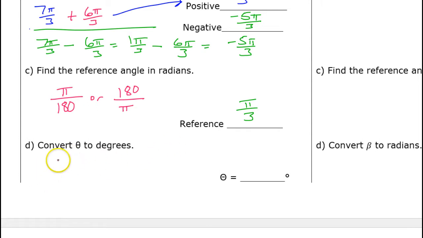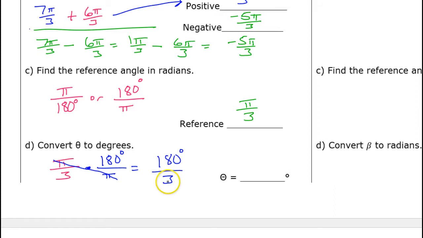So right now we have pi over 3, and we want to end up with degrees. The way I think of it is, if we want degrees, we need to cancel out the pi. So we need to pick the version of this fraction that is going to cancel out this pi. We really want pi to be in the denominator so that these will cancel out. So I'm going to use this second version, 180 degrees over pi. That way the pi's will cancel each other out, and that just leaves 180 degrees divided by 3. And 18 divided by 3 is 6, so this is the same thing as 60 degrees.